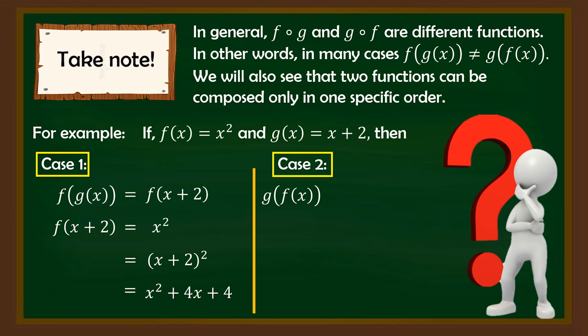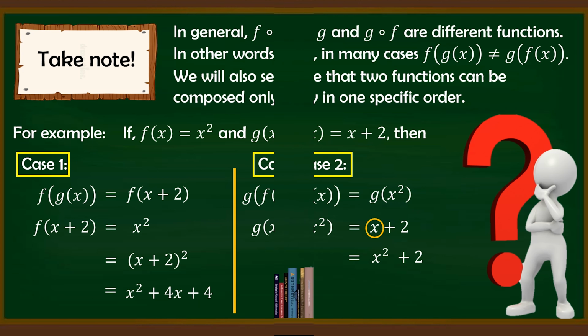On the other hand, case number 2, g of f of x. Replace f of x by the given x squared, which yields g of x squared. What does it mean? X squared, or the function f of x, is now the input of the function g. Since the given g of x is equal to x plus 2, we replace x by x squared, which yields x squared plus 2. Since we cannot simplify this any further, this is now the value of the function g of f of x.